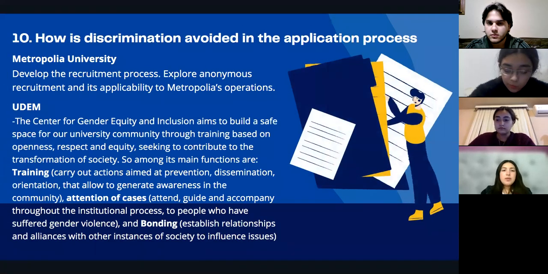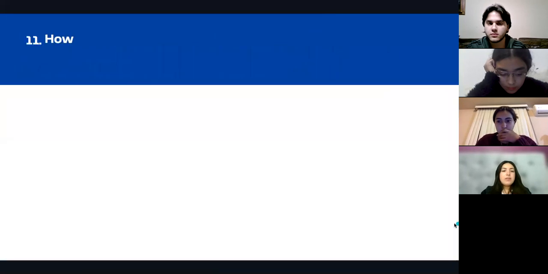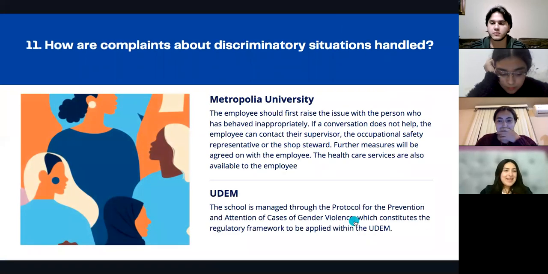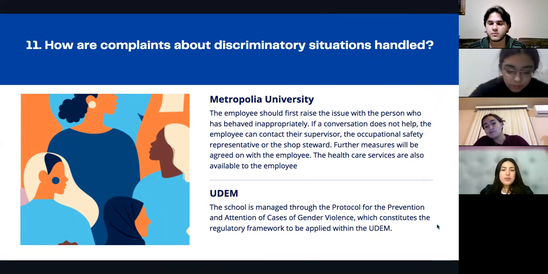How is discrimination avoided in the application process? At UDEM, the Center for Gender Equality and Inclusion aims to build a safe space for our university community through training based on openness, respect, and equality, seeking to contribute to the transformation of society. How are complaints about discriminatory situations handled? At UDEM, this is managed through the protocol for the prevention and attention of cases of gender violence.